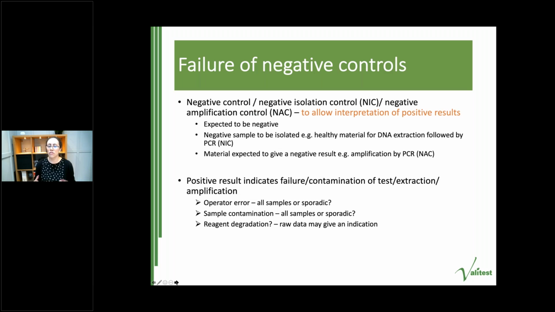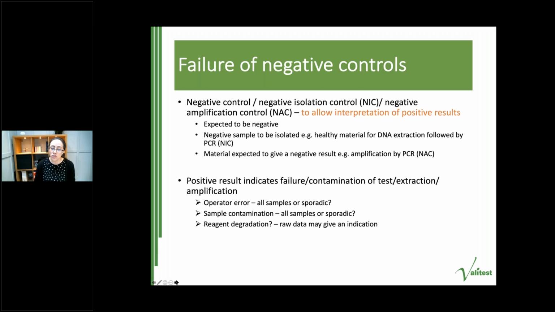We also obviously run negative controls. Again that might be an isolation control, or it might be an amplification control. We expect it to be negative, and the purpose of the negative controls is to allow interpretation of positive results. So if your negative control gives a positive result, that means any other positive results amongst your samples could also be false positive results. And again, it could be caused by error.